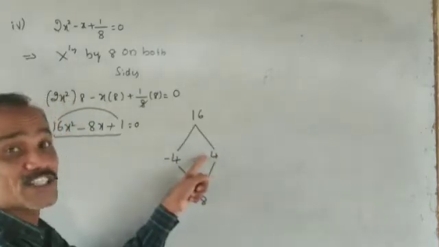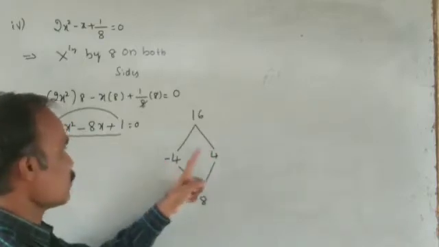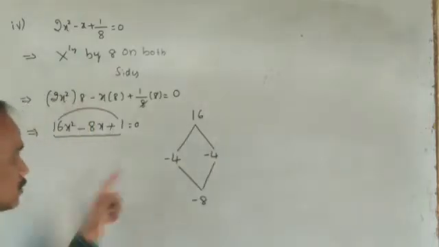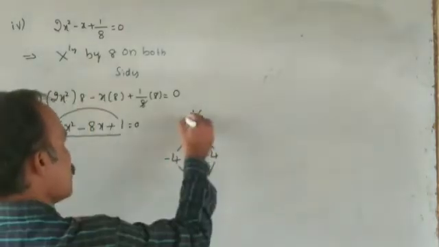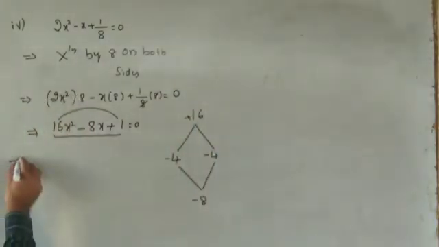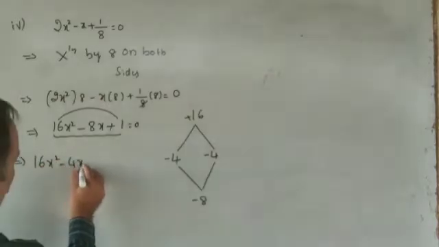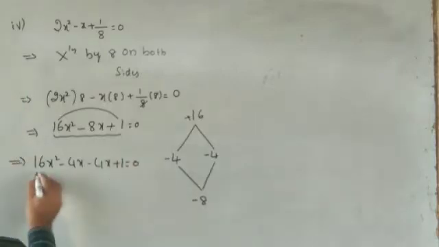If it is plus, what will you get? 0, because minus 4 plus 4 is 0. So this is also minus. Then it is correct: minus 4 minus 4 is minus 8. Minus into minus is plus, 4 into 4 is 16. Which implies 16x square minus 4x minus 4x plus 1 is equal to 0.